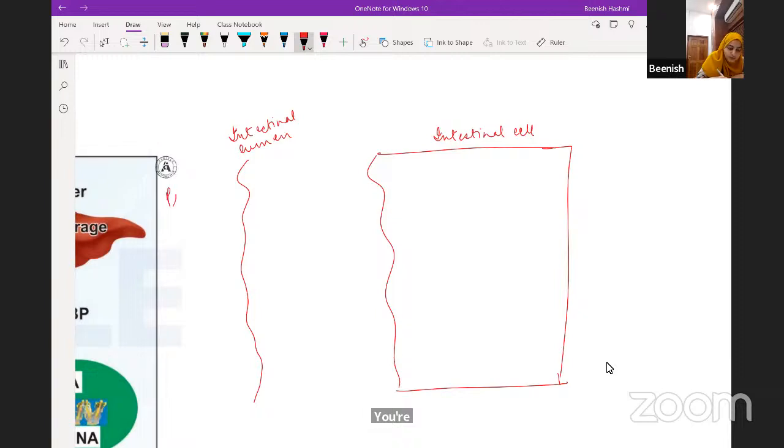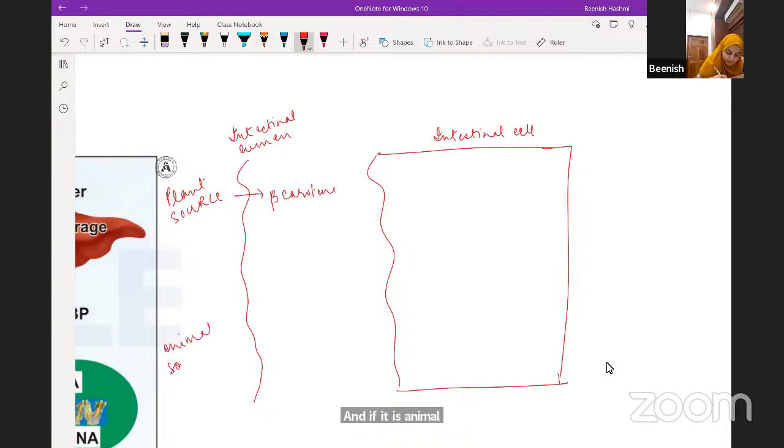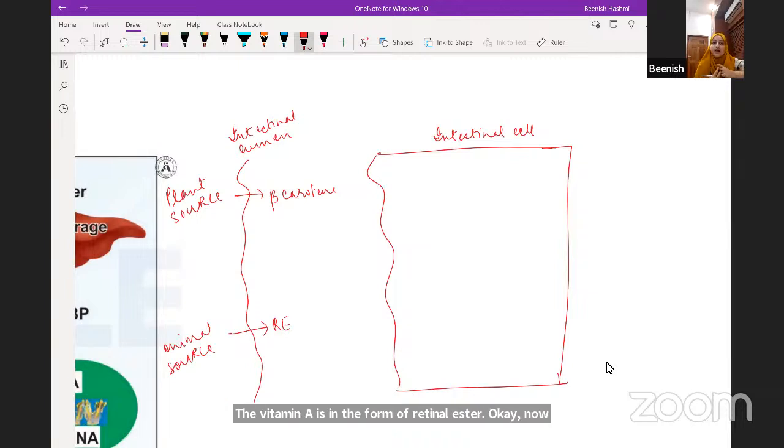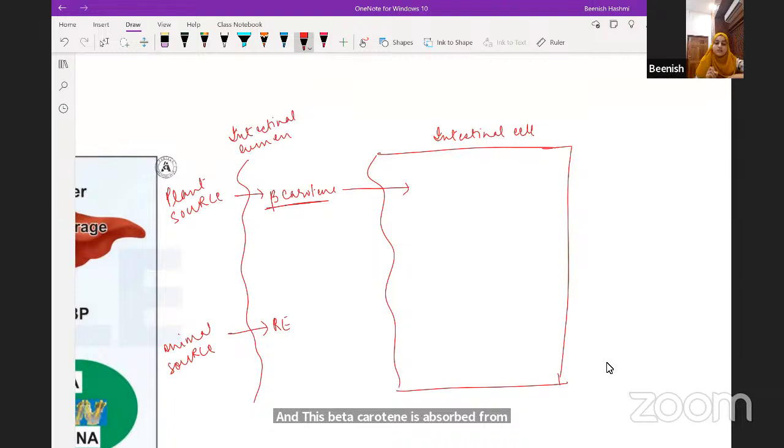Now, if it is plant source, what do you get? You get beta carotene. And if it is animal source, the vitamin A is in the form of retinol ester. Okay. Now your plant sources basically, just like I discussed, they have carotenoids, and the most important carotenoid is your beta carotene. So you get your beta carotene. Now this beta carotene is absorbed from the intestinal lumen into the intestinal cell.